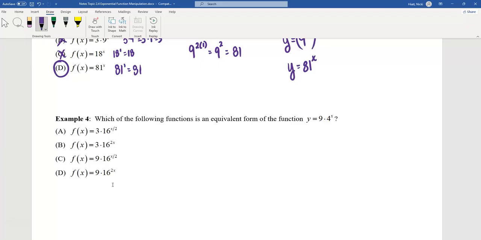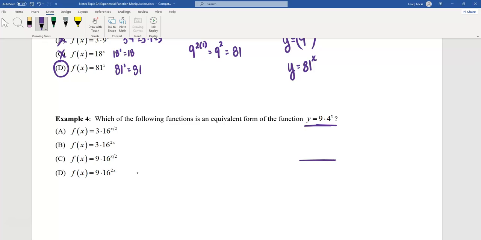Here, I need to know which one can match this. Now, I have the option of plugging in some numbers, right? I could be like, oh, 9 times 4 to the 0, and I could plug in some numbers. And then I could do 9 times 4 to the first power and plug in some numbers and see what works. And if that doesn't do enough, 9 times 4 to the second power and see which one works. It's not the fastest way to solve the problem, though.